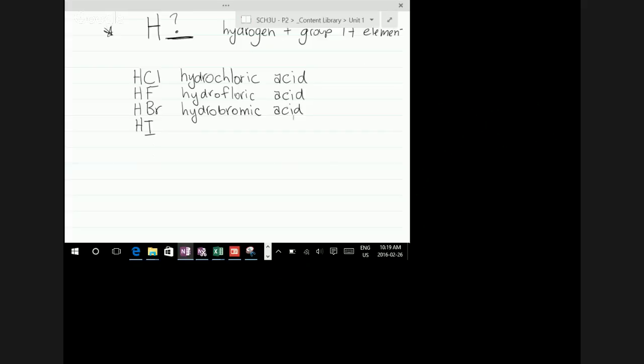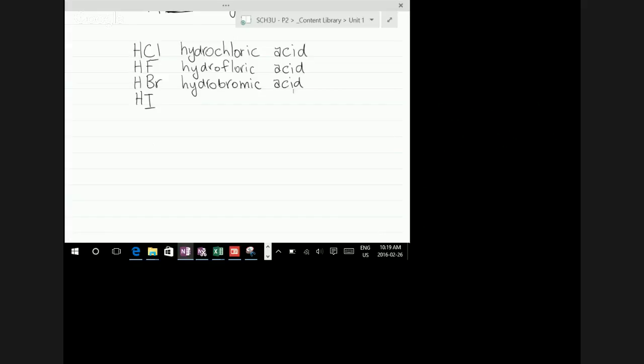It was real good. Anyway, okay, HI would be hydrogen iodide, but again, when we dissolve it in water and it becomes an acid, we call it, this one's weird. See if you can get it. Hydroiodine. Yeah, they take the IN out. So it's hydroiodic acid. You were all very close. So there we go.